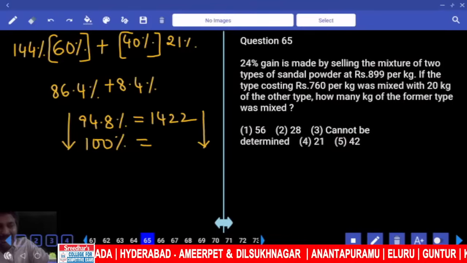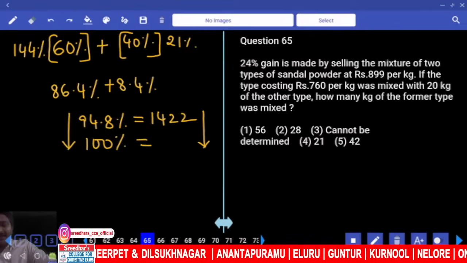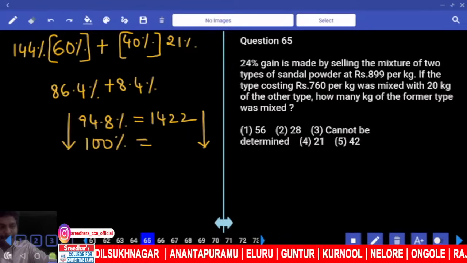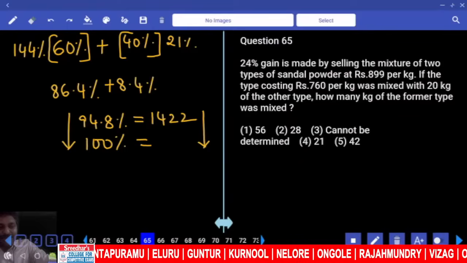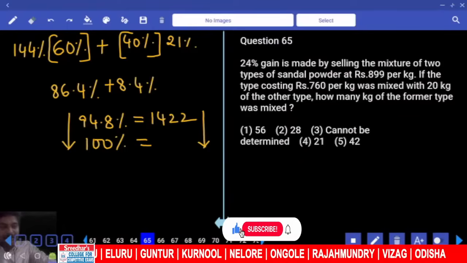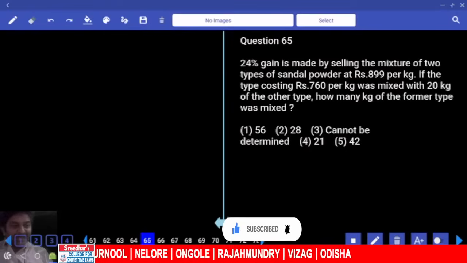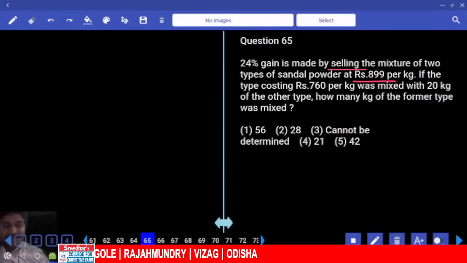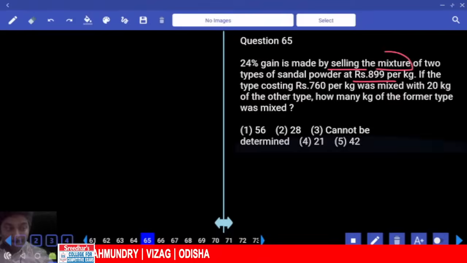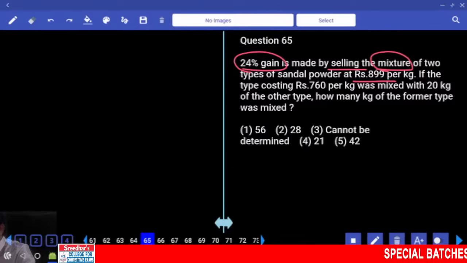24% gain is made by selling the mixture of two types of sandal powder at 899 rupees per kg. If the type costing 760 per kg was mixed with 20 kgs of the other type, how many kgs of the former was mixed? Okay. 899, what is that price? Selling price. Selling price of which variety? Mixture. And what is made? 24% gain. So can we calculate the cost price of the mixture?